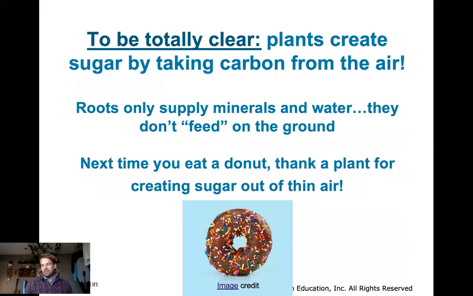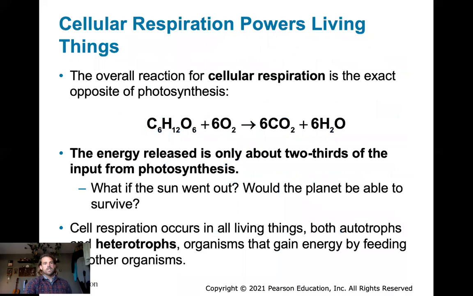So next time you eat a donut or have something sweet, you can thank a plant for taking that gas out of the air, creating that sugar that you're now eating in a highly processed form, in the case of you eating a donut, right? So, okay, this is one direction. Photosynthesis is one direction, but we also break that sugar down, simply to create water, to create movement, and create all kinds of other biological reactions.